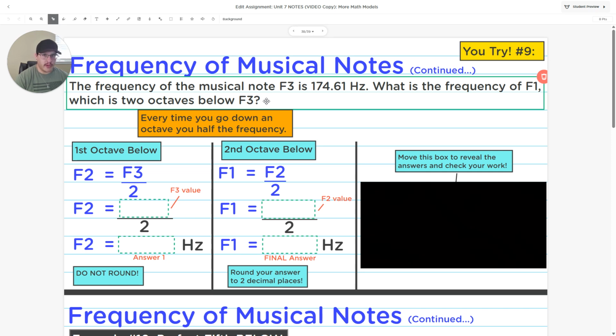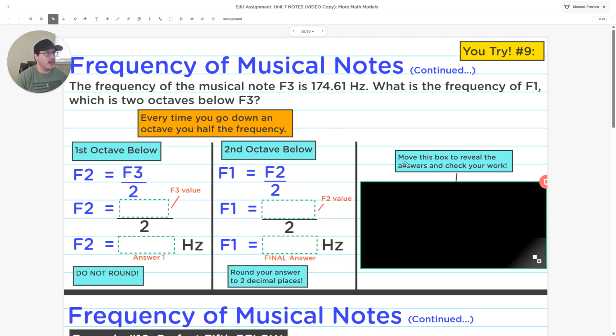You can take a shortcut here and divide by 4, but we're going to do this through ClassKick. We're going to do this 1 octave at a time. So the first octave, we're going to divide F3 by 2, and then the second octave, whatever answer you get from that, we're going to divide again by 2 to get F1. So go ahead and pause the video, try this problem on your own, move this box to check your answer once you're done, only after you've tried it. Otherwise, I'm going to continue on and show y'all how to do this.